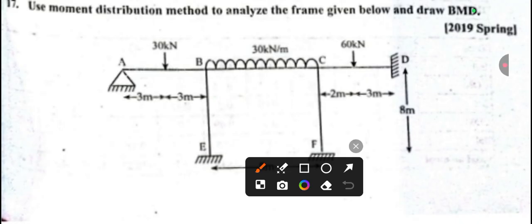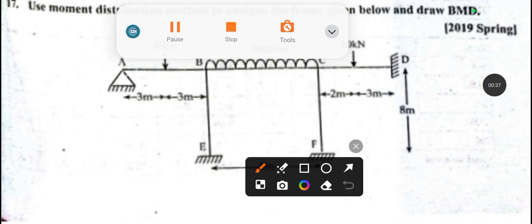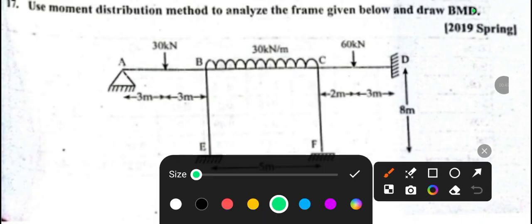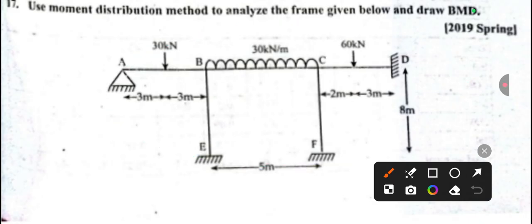So first read the question. In the given question we have a given frame. Okay, we can see this is the given frame. In this given frame the question is given, and in the question you can see here: use the moment distribution method to analyze the frame given below. We have to analyze the given frame by the moment distribution method, and we have to draw the bending moment diagram as well.